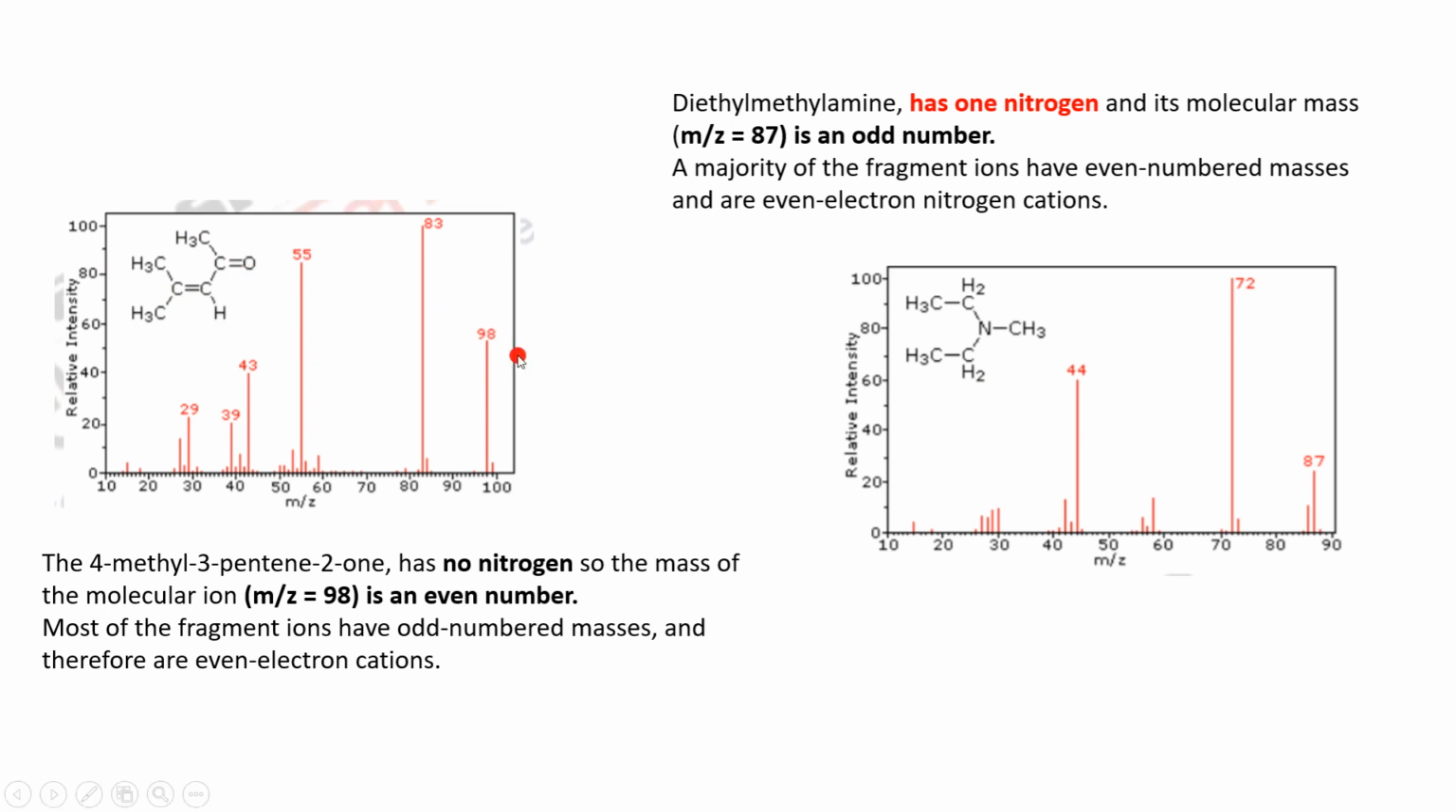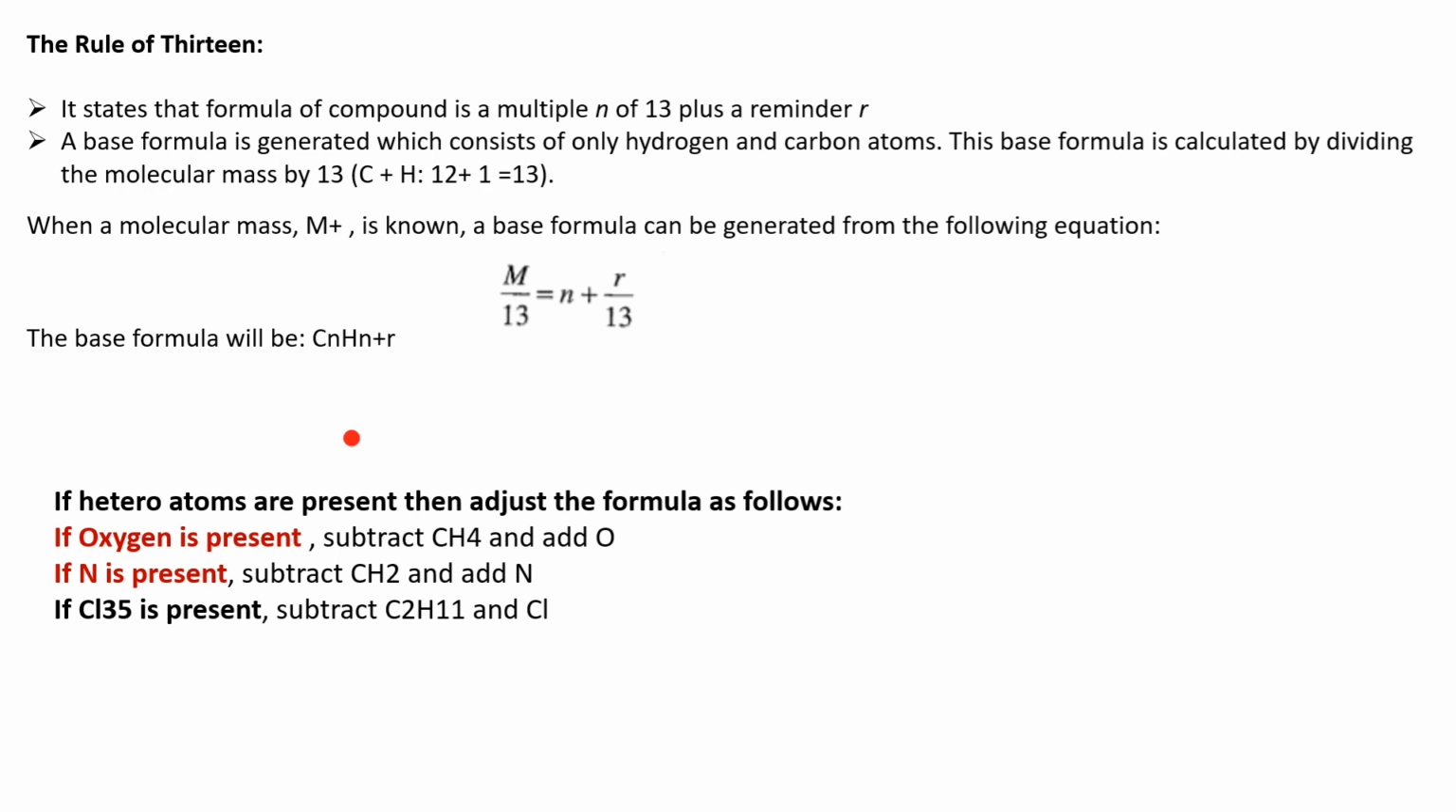So look at the molecular weight, it is 98. So this is not having any nitrogen, so it has an even mass, and the rest of the fragments are having odd numbered masses. Okay, so this is your nitrogen rule. We'll see one example afterwards.